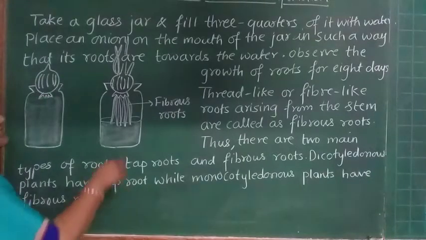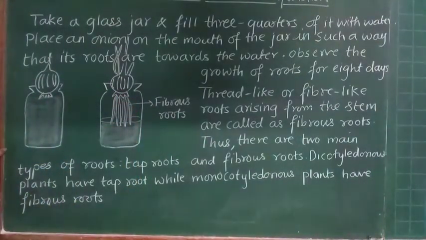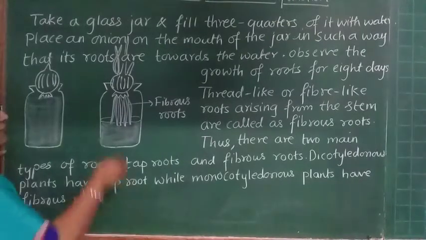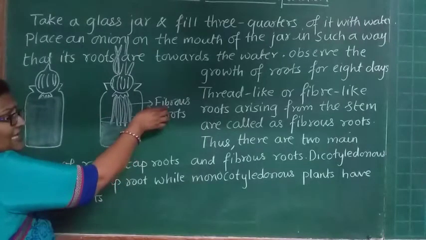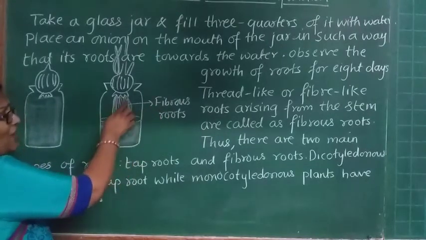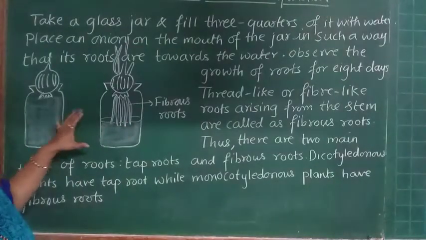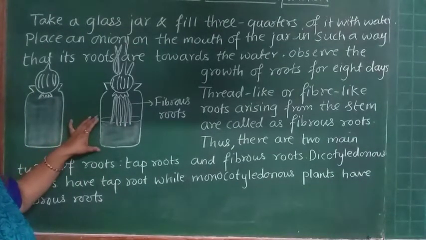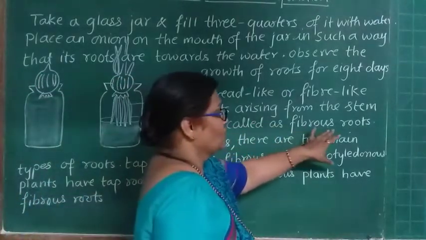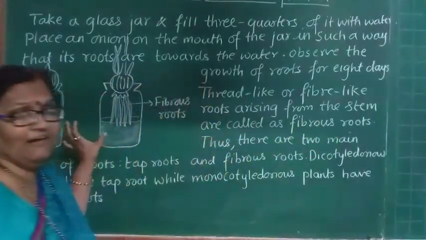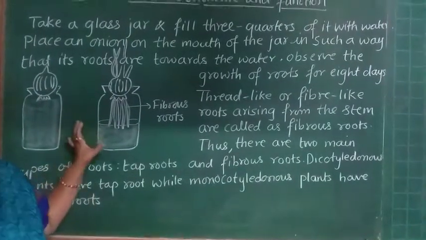Then what happens? See there, you keep this jar for 8 days. After that you observe what takes place in this. You see that the fibrous roots come out, and they are sucking the water. Therefore, the water in the jar has lessened, and these are nothing but the fibrous roots. So this is the activity which is given here.